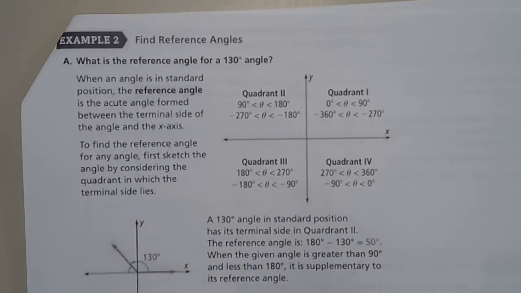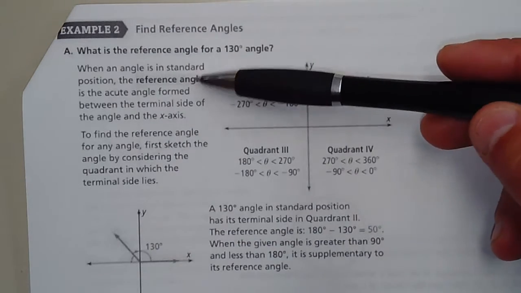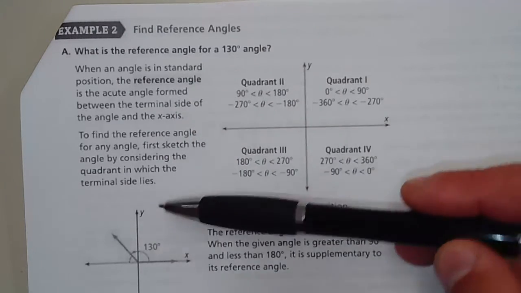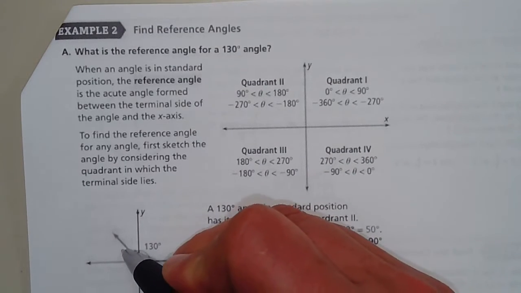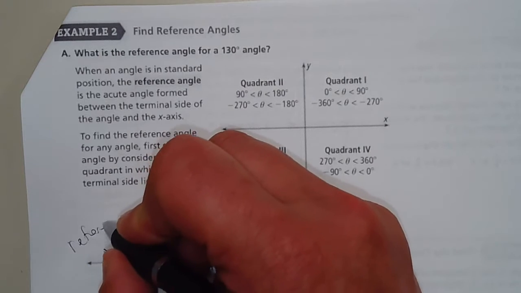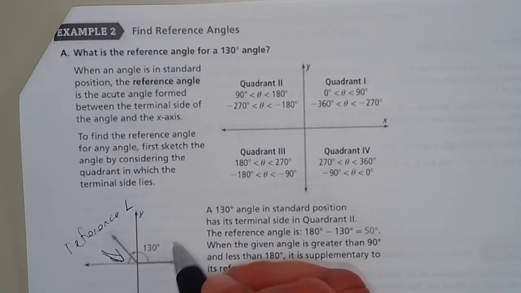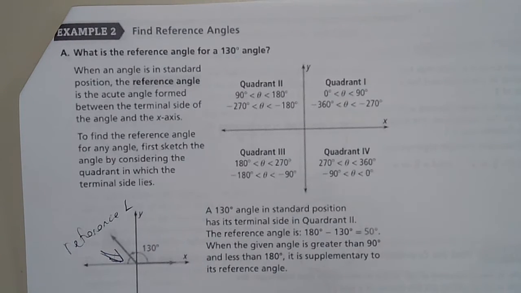All right, now we have what's called a reference angle. It says, what is the reference angle for a 130 degree angle? Okay, when the angle is in standard position, the reference angle is the acute angle formed between the terminal side, which is this side, and the x-axis. So this right here is our reference angle. Reference angle is always the acute angle. All right. Now, if your angle was right here, then this side we'd call it the reference angle. So basically, it's the half of the angle that's smaller than the other one, out of the 180 there.